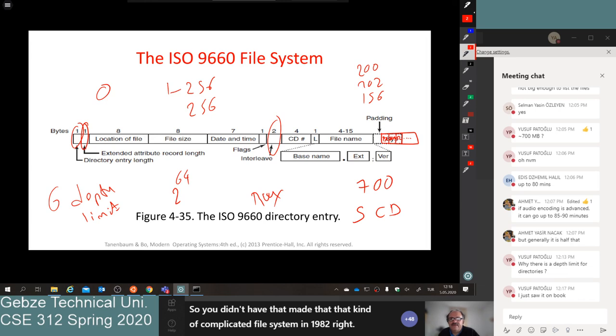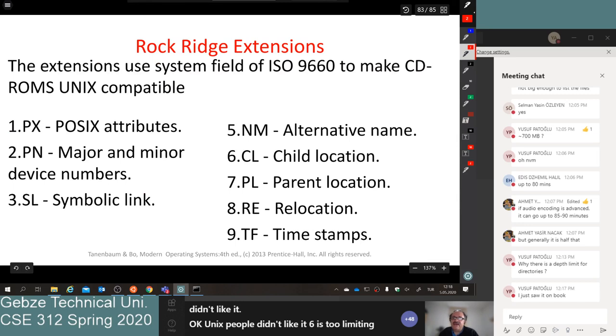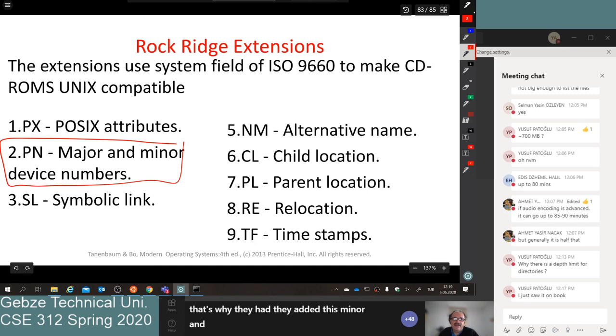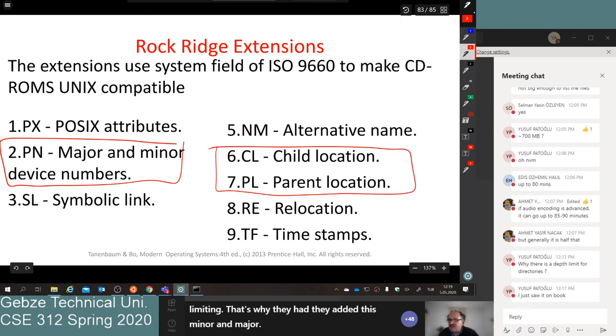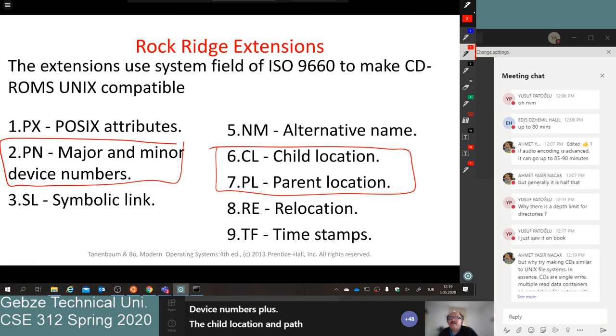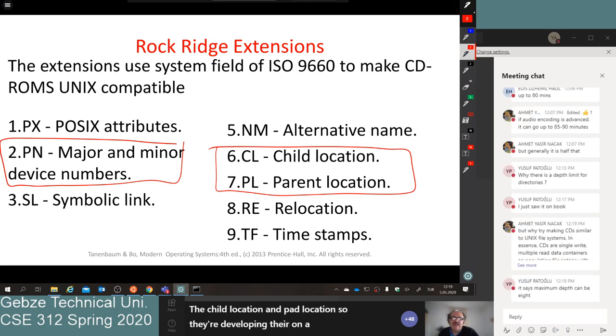So six is, I think, the depth limit. But Unix people didn't like it. Six is too limiting. That's why they added the minor and major device numbers plus the child location and parent location. So they are making their own directory structure out of these CDs. If you are using Rock Ridge extensions, you don't have that limitation.